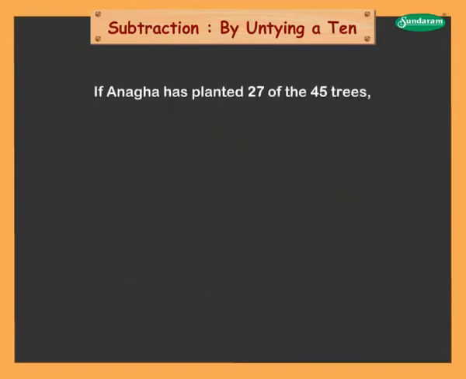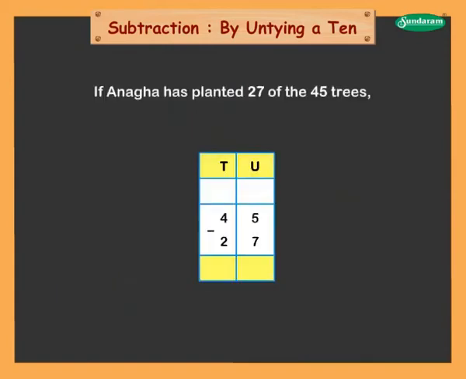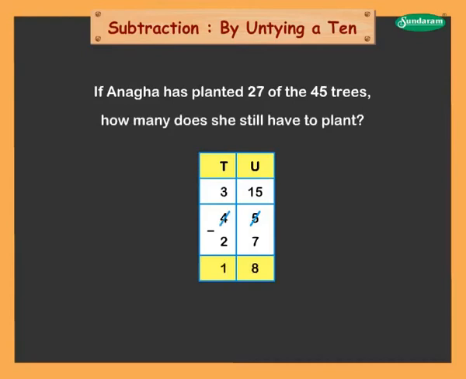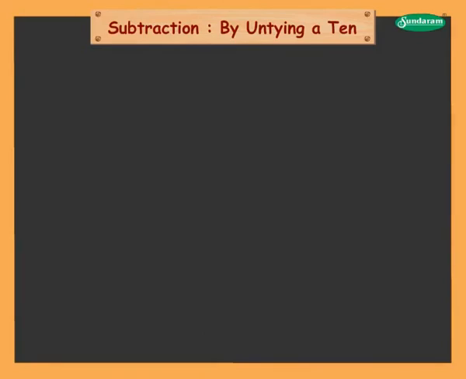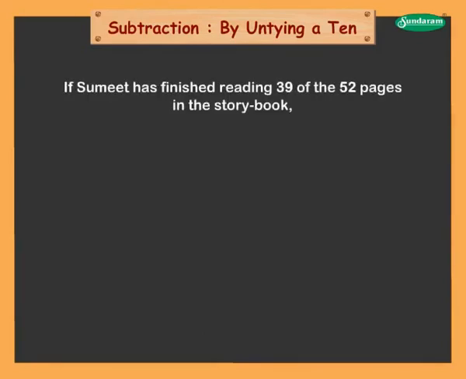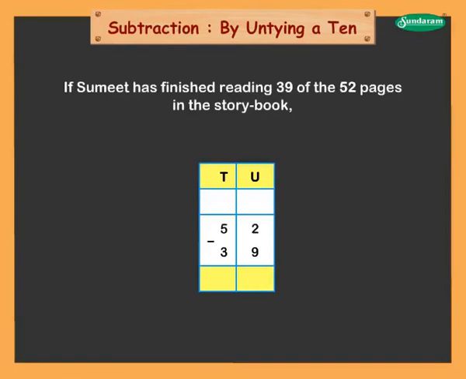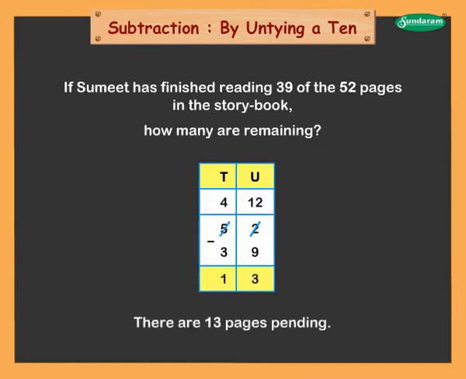If Anagha has planted 27 of the 45 trees, how many does she still have to plant? Answer: she has to plant 18 trees. If Sumit has finished reading 39 of the 52 pages in the storybook, how many are remaining? Answer: there are 13 pages pending.